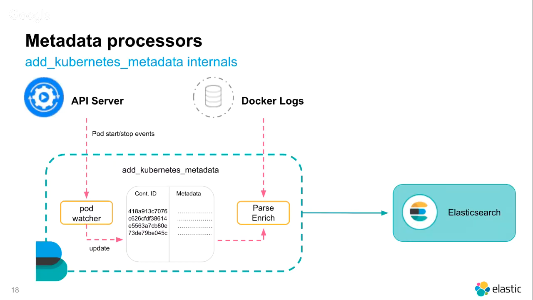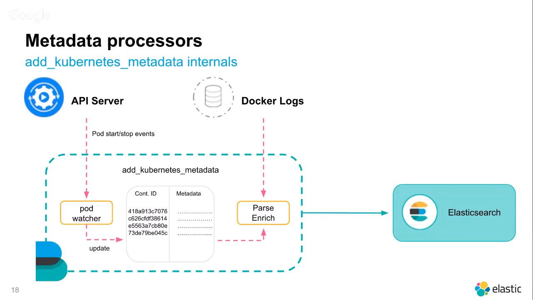This is how metadata processors work. In this case, this is the add Kubernetes metadata processor, but the Docker one is pretty similar. Basically, when you are using these processors, Beats is constantly talking to the Kubernetes API server, polling for events on the different pods. We are especially interested in events where a pod starts or stops. And every time that happens, we update an internal table where we correlate the container ID with all the metadata that we saw about that pod.